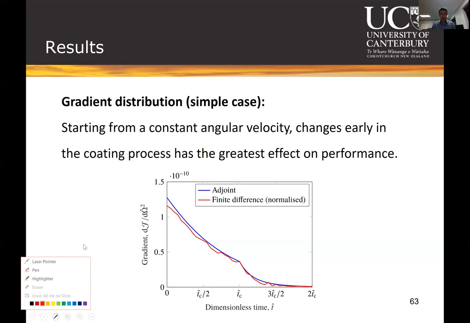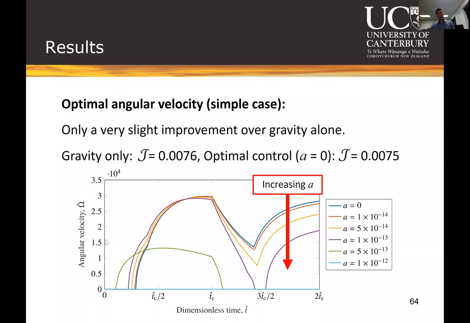In that particular case, this plot shows what the optimal angular velocity ought to be in order to improve the film thickness. The problem is that when you look at the objective function, you see that with gravity alone or with the control, we've not made a huge difference in terms of uniformity. So there is still quite a lot of work to do, and this is work in progress that we've started recently.